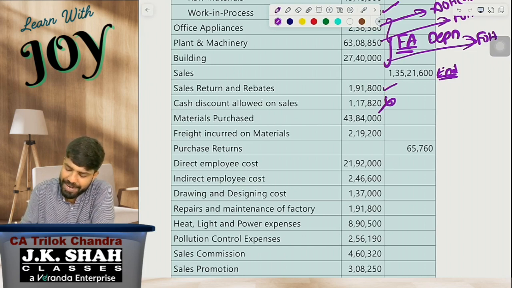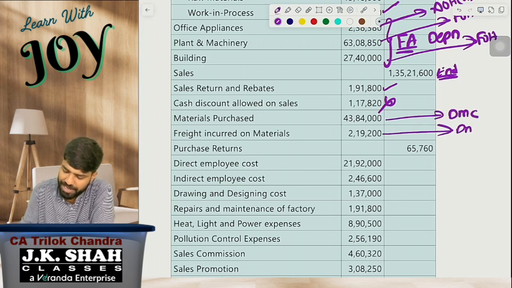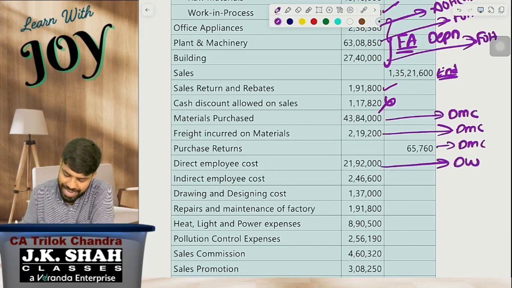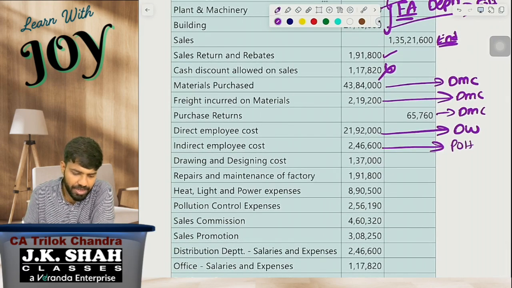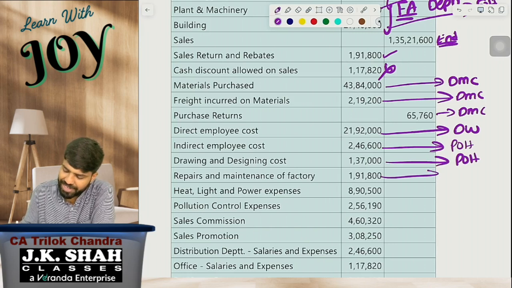Material purchased helps to calculate direct material consumed. Next, freight inward, direct material consumed. Purchase returns, direct material consumed. Direct employee cost, direct wages. Indirect employee cost, production overhead. Indirect employee cost, production overheads. Drawing and design cost, production overheads. Repairs and maintenance of factory, production overheads. Heat, light and power expenses, production overheads.